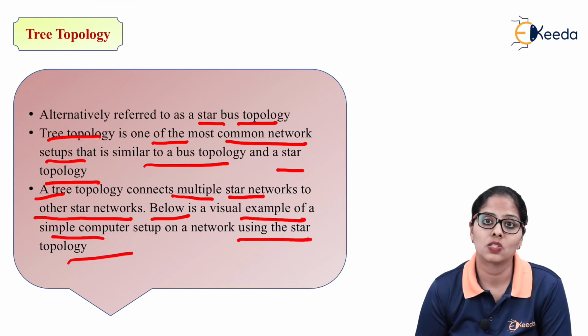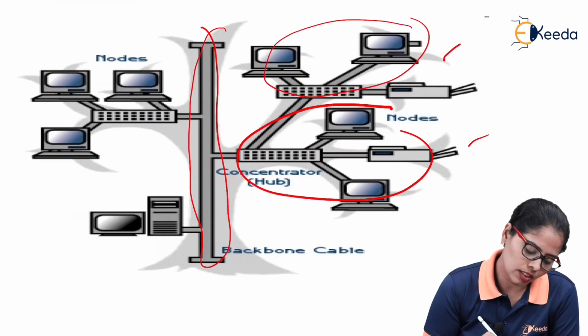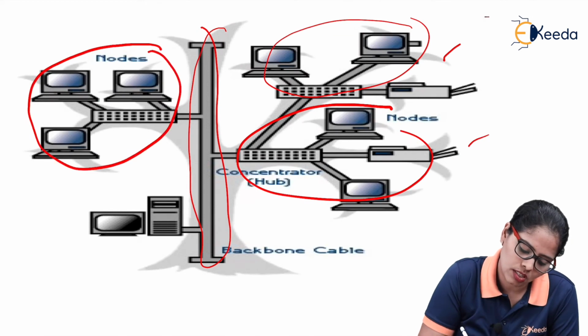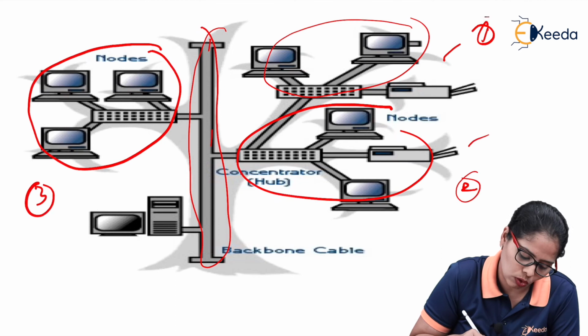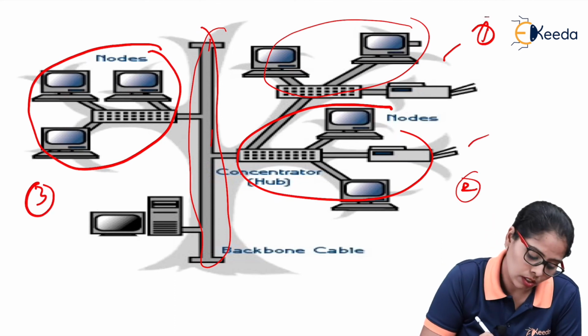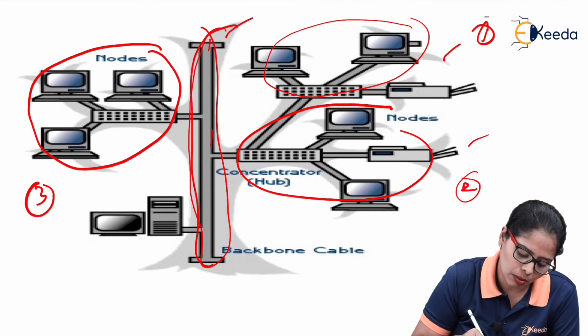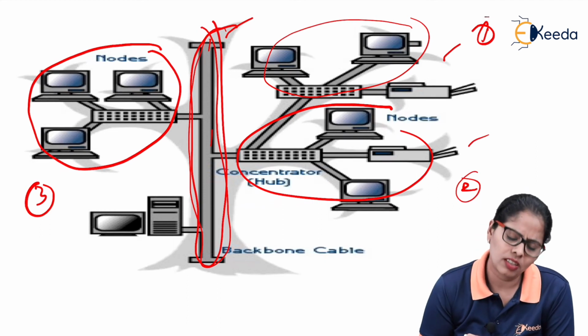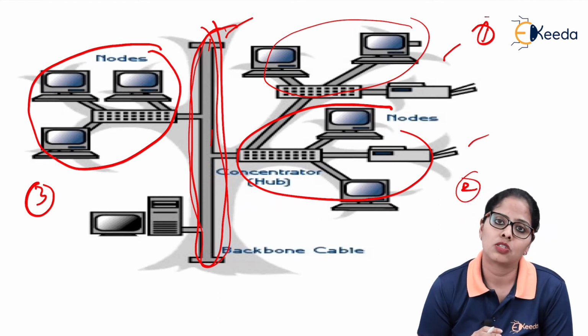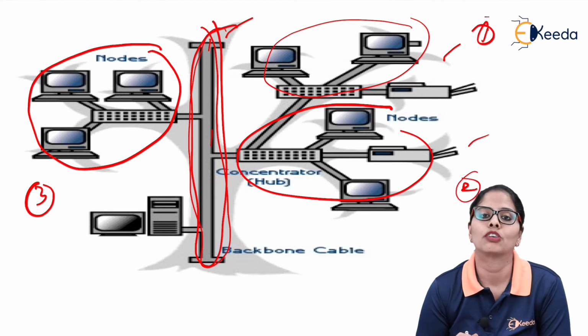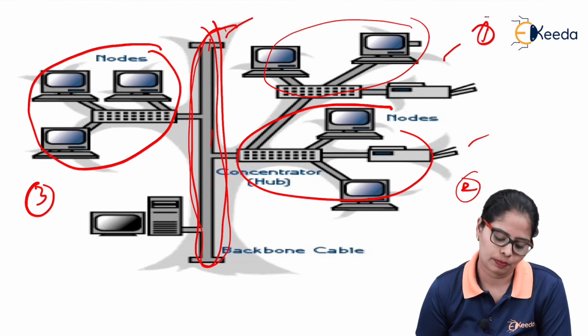Now let us discuss with the help of an example. Here there are 3 star networks, 1, 2, 3, and this is my backbone. All are connected by the backbone link. This is showing the bus topology. So here many star topologies are connected by the bus topology. This entire topology is called a tree topology.